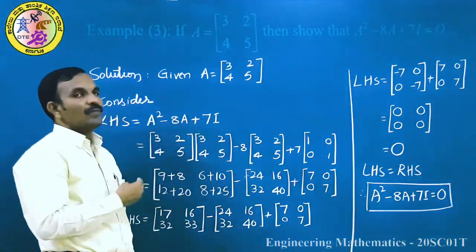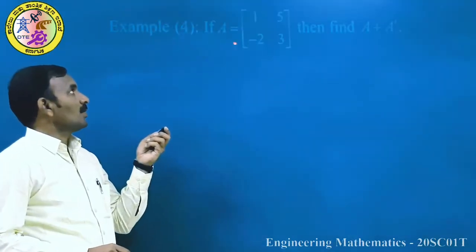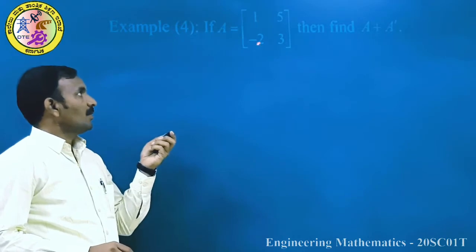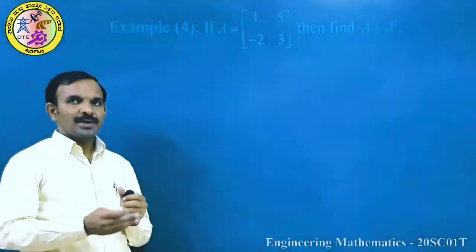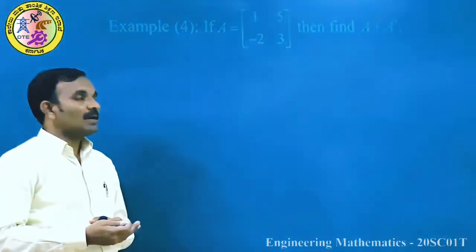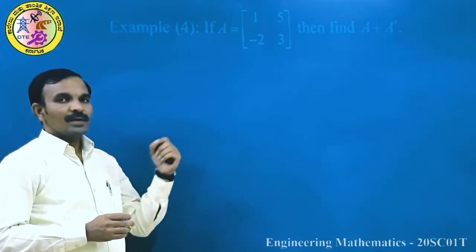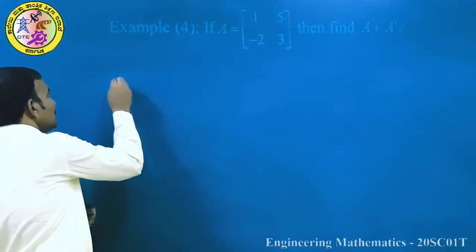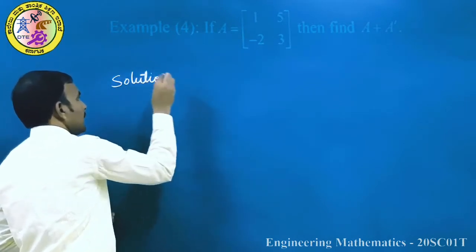Next, we are moving to example 4. Example 4 is, if A equals [1 5; minus 2 3], then find A plus A dash. Those were the problems based on product. Now we are moving to problems based on transpose. Now, start the solution by taking the given matrix.